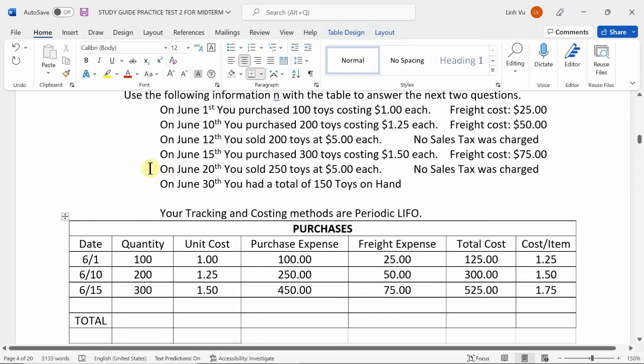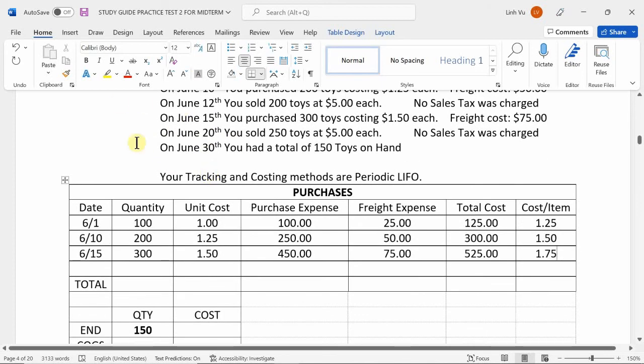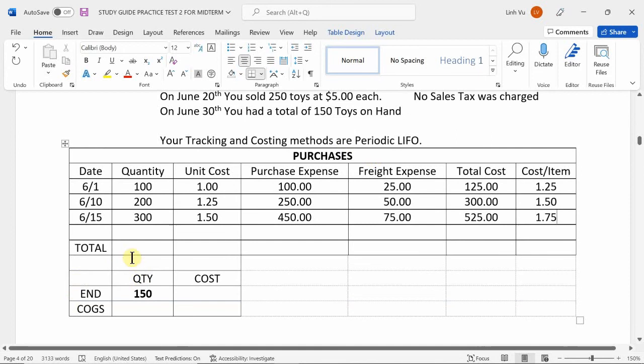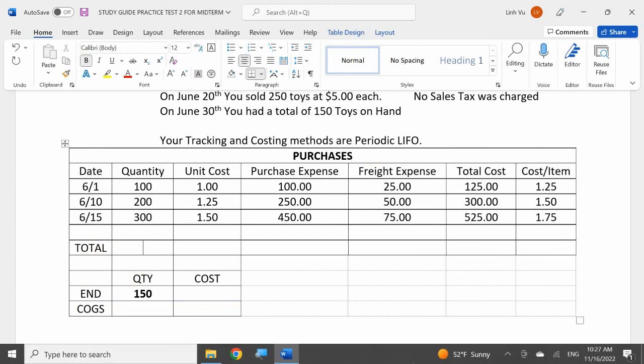Okay, and once again, June 20th, you end up selling 250 units, which we don't care about. So therefore, on June 30th, you had a total of 150 toys on hand, which I already filled in for you. So if you added up your totals, you should have a total purchase of 600 units at a total cost of $800 plus 150, giving you a total of $950.